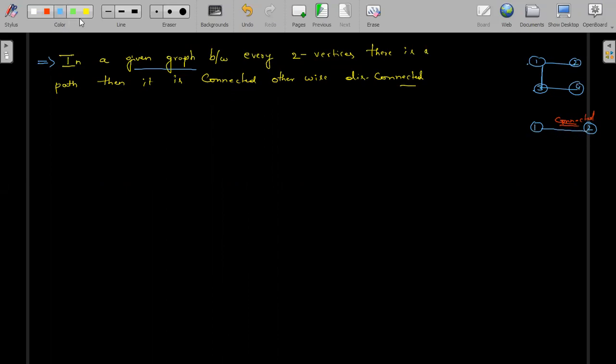If there is no path, suppose think like that, between 1 and 2, a path is not there. It is nothing but disconnected. This is the definition I gave for connected and disconnected. Everybody clear? I think you people got this one, the cycle and all those things.